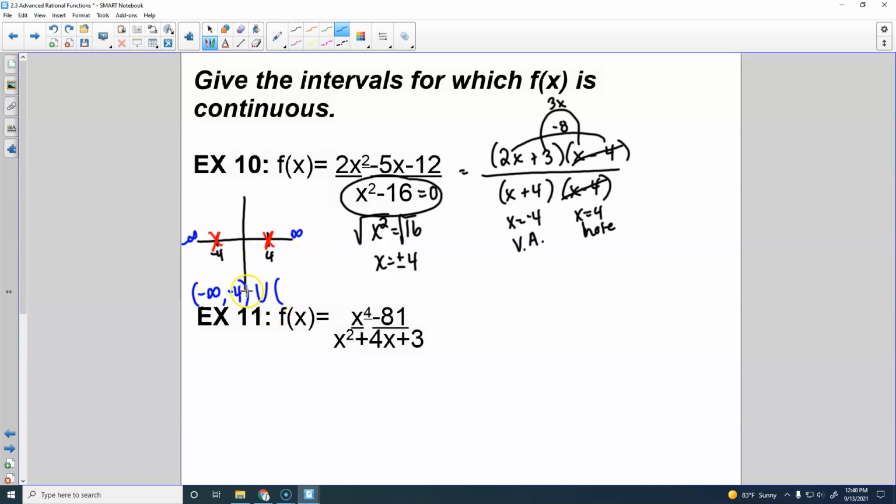And then, so I don't want to include negative 4, so I use that parentheses. So I'm going to start back at negative 4. And where do I go to before I hit another discontinuity? 4. And then, from 4, I can go all the way up to infinity without having another discontinuity. So you would write it like this. I don't like doing these because your answers are so long and a little bit annoying, but they're not terribly difficult. Okay, questions?